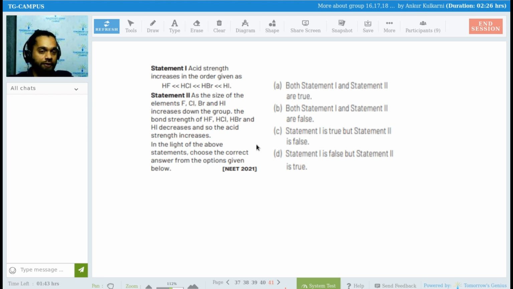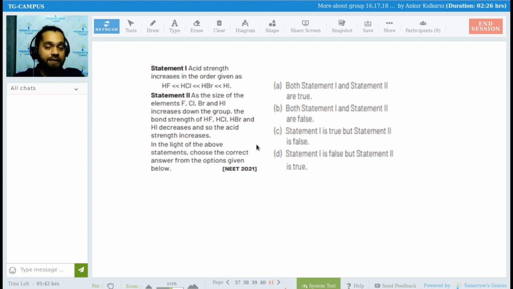What is an acid, Anthony? Sasidaran, what is an acid? Acid is something that gives you H plus. Correct. Easily released by a substance, that is acid. And strong acid means easy H plus is given.